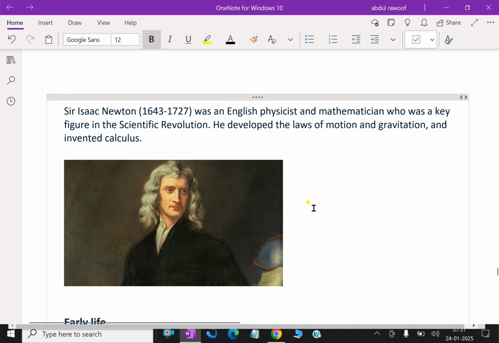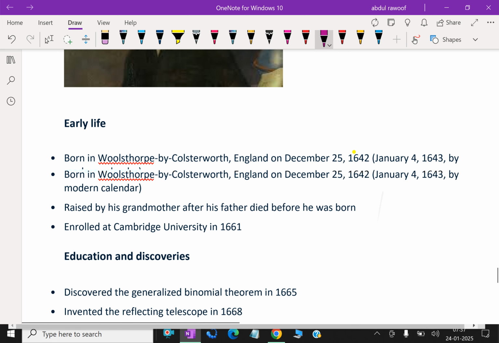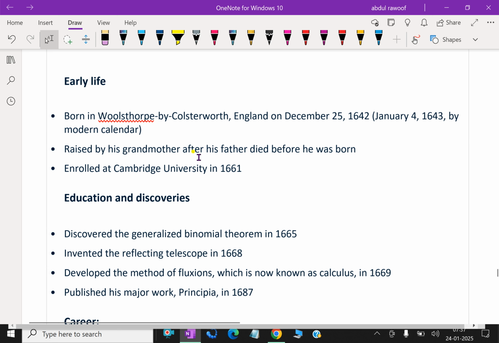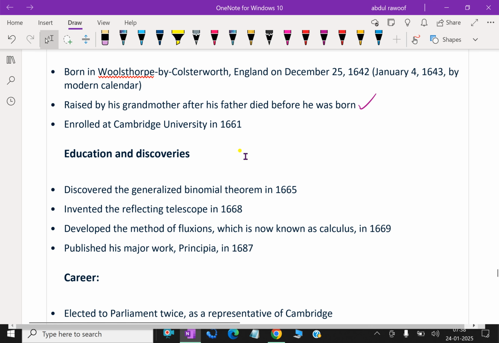Sir Isaac Newton, 1643 to 1727, was an English physicist and mathematician who was a key figure in the scientific revolution. He developed the laws of motion and gravitation and invented calculus. Early life: born in Woolsthorpe by Colsterworth, England on December 25, 1642, raised by his grandmother after his father died before he was born. Enrolled at Cambridge University in 1661.